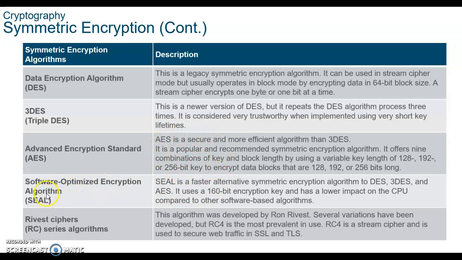And then we've got SEAL, Software-optimized Encryption Algorithm. SEAL is a faster alternative to symmetric encryption versus DES and AES. And Rivest ciphers. I don't think this chapter goes really in-depth for ciphers. If it does, we'll cover that a little bit more as well.